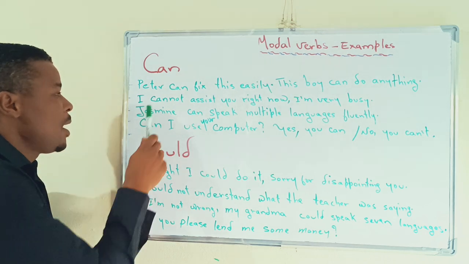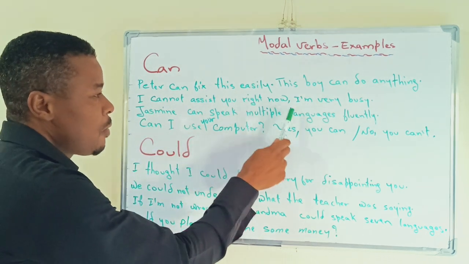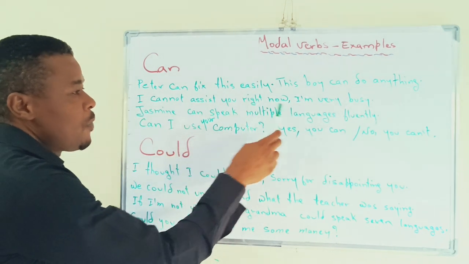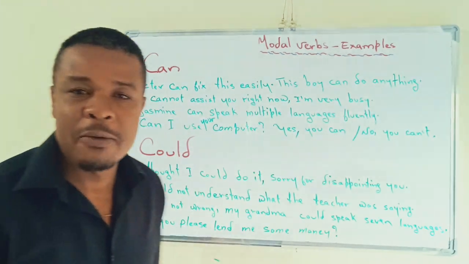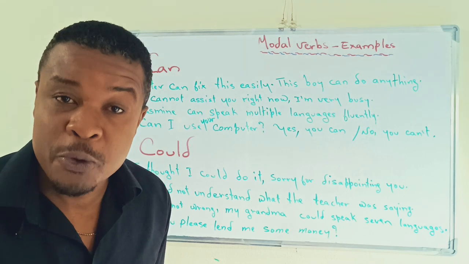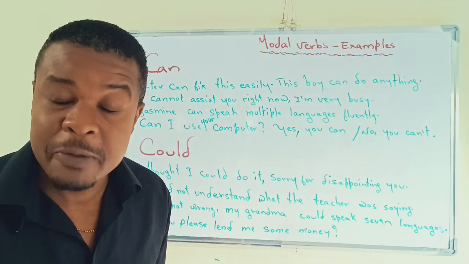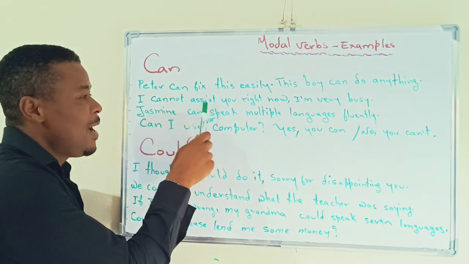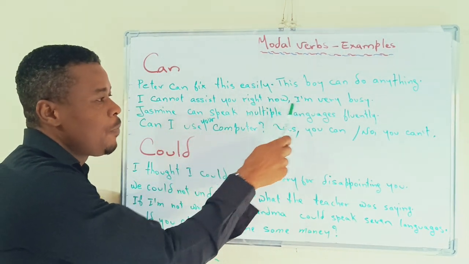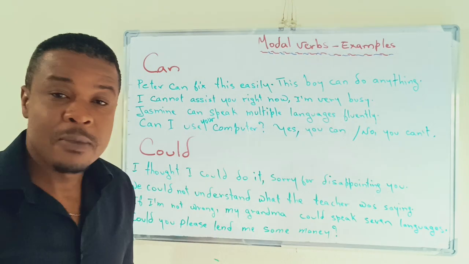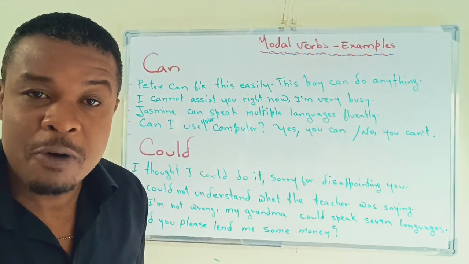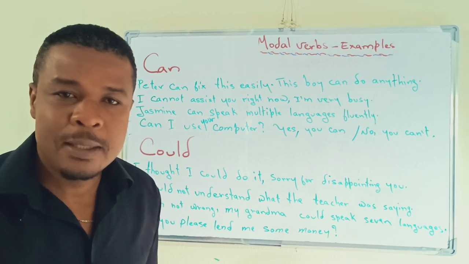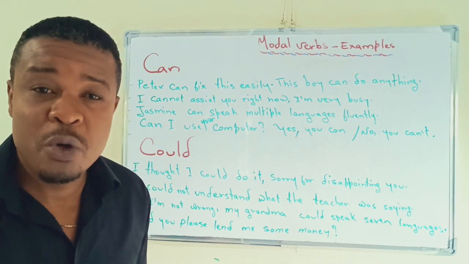The next one is, I cannot assist you right now. I'm sorry. I cannot assist you right now. I'm very busy. Repeat after me. I cannot assist you right now. I'm very busy. I cannot assist you right now. I am very busy. All right? No puedo atenderte ahora. Estoy muy ocupado.